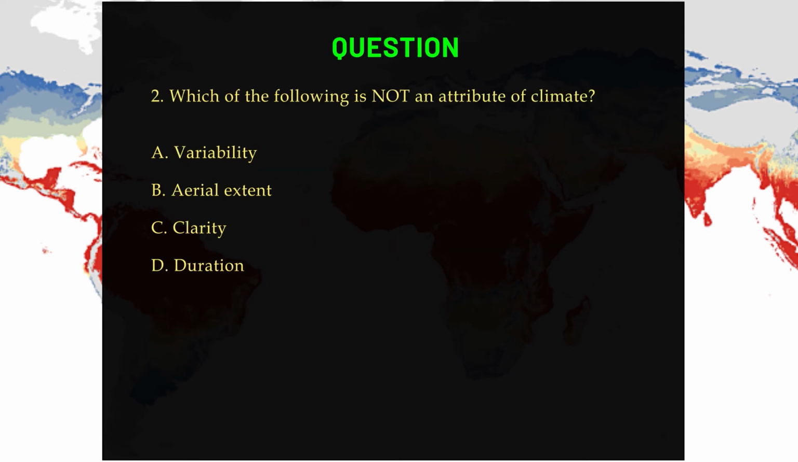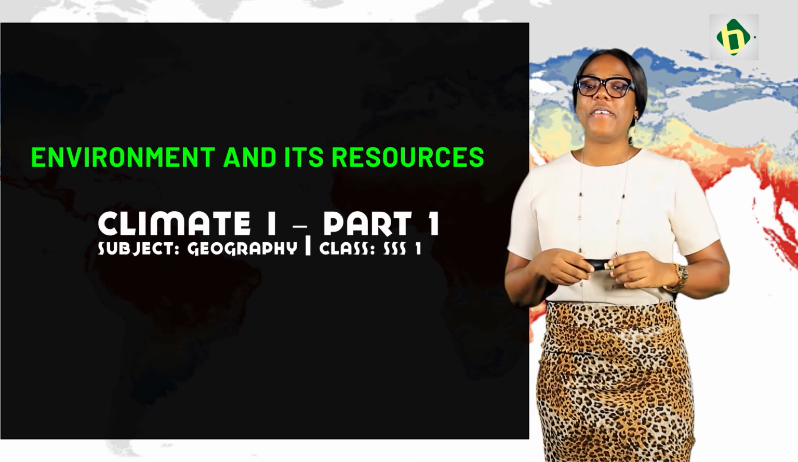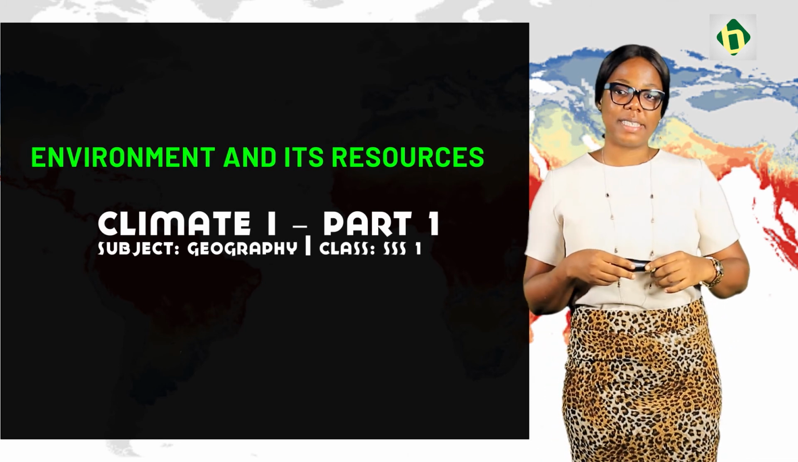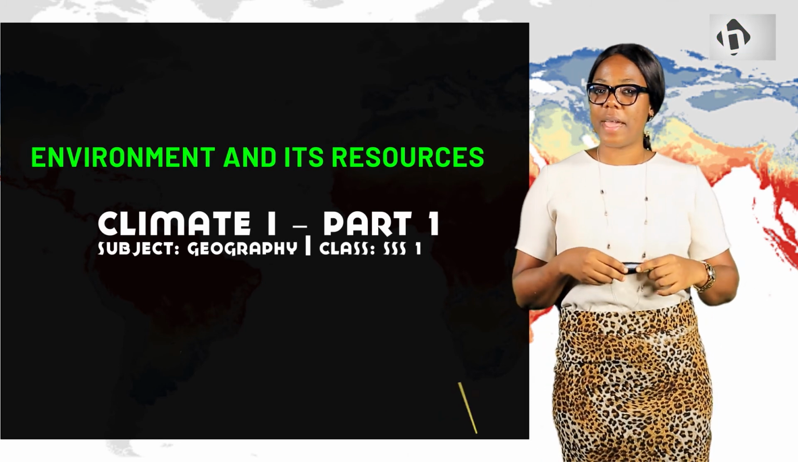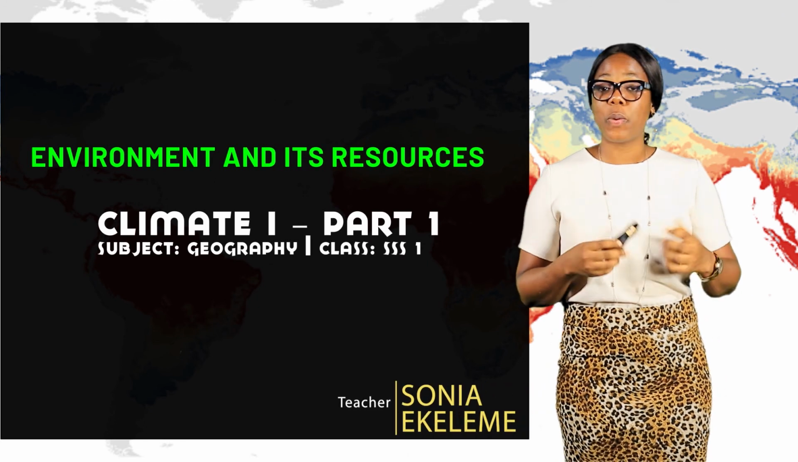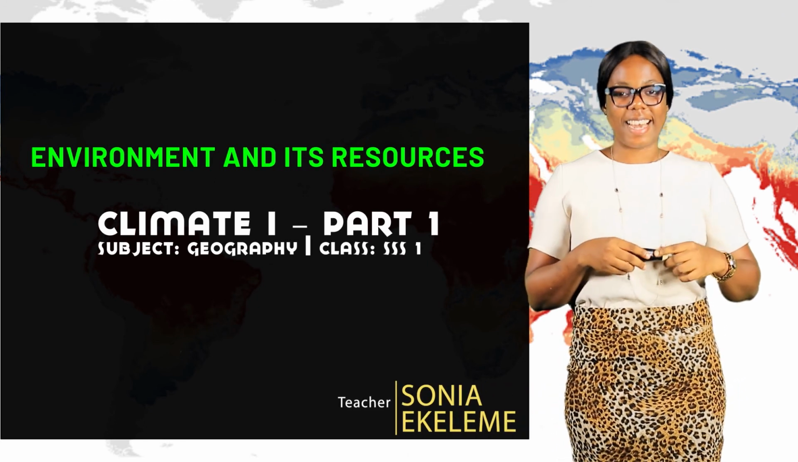Question 2. Which of the following is not an attribute of climate? A. Variability. B. Areal extent. C. Clarity. Or D. Duration. The correct answer is C. Clarity. I trust by now you can explain the meaning of climate, list major elements of climate, and distinguish between weather and climate.